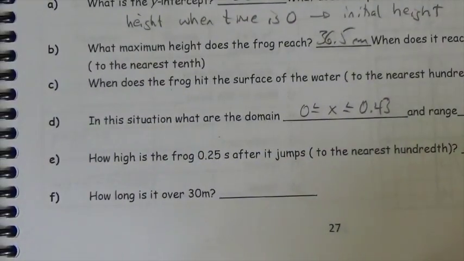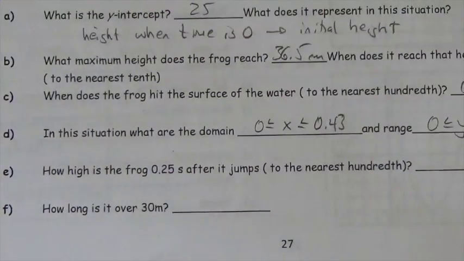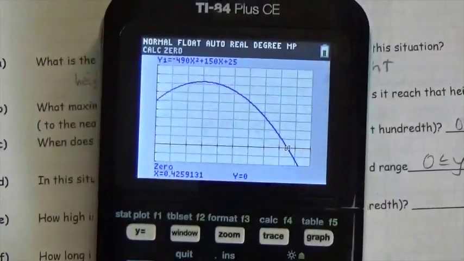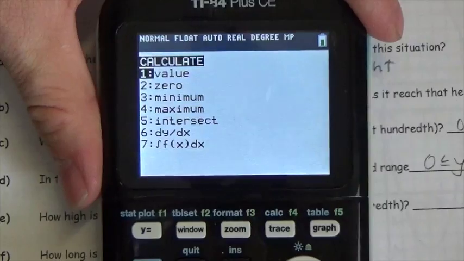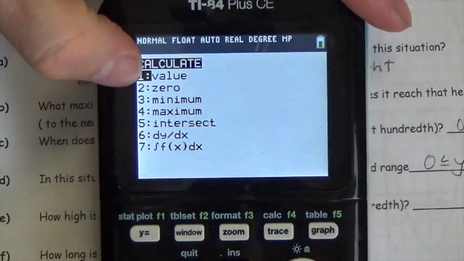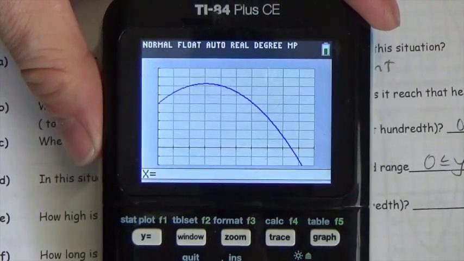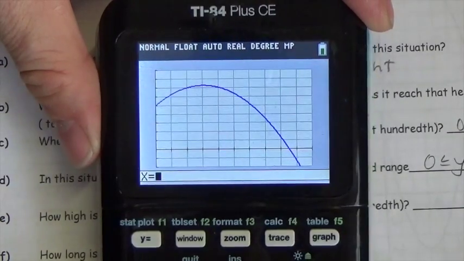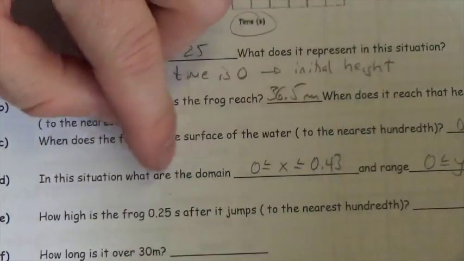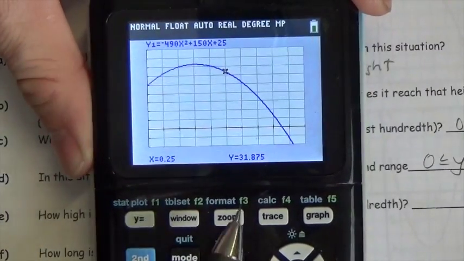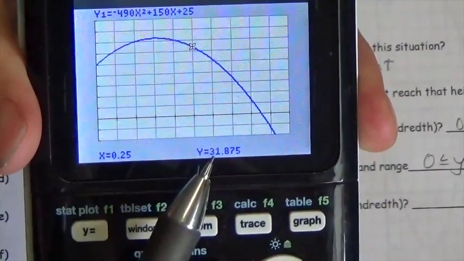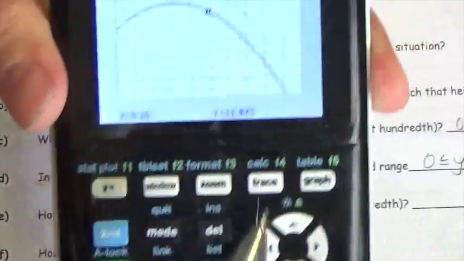Now, how high is the frog 0.25 seconds after it jumps, to the nearest hundredth? That's a great question, and we've got a nice little tool on the calculator for figuring that out. Press second calc, or second trace to get to the calc menu. This is a value feature. Before, we used value to find the y-intercept, where we just plugged 0 in for x. But now, we're going to plug in 0.25 for x. And when we do that, we get 31... no, they want us to round to the nearest hundredth. So, 31.88.